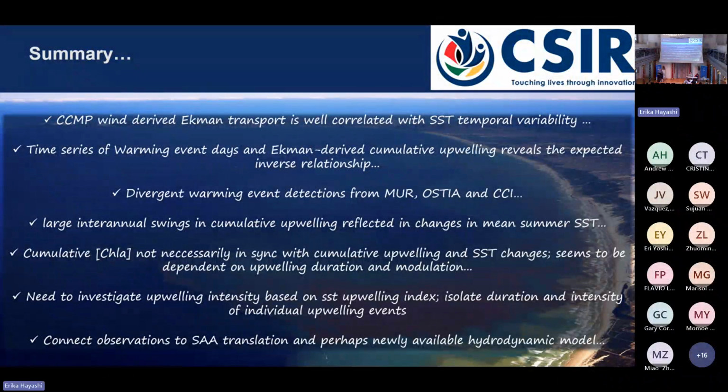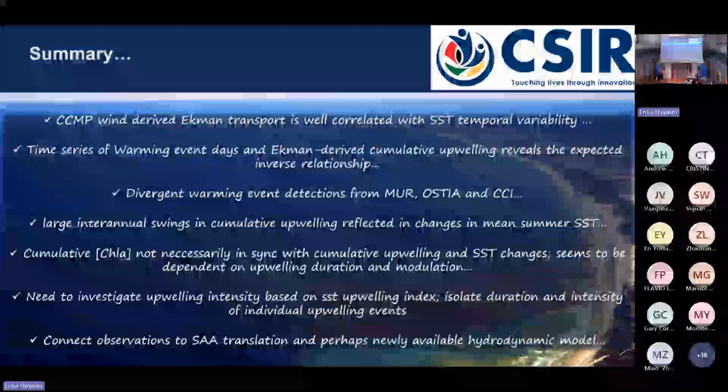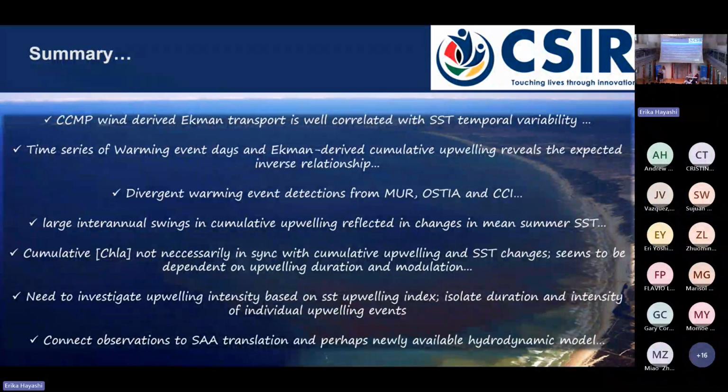Yeah, and I think also investigate the connection to the translation and position and intensity of the South Atlantic high in relation to the upwelling to see what's happening with these interannual and climate modes that might be inherent in the data. Thank you.